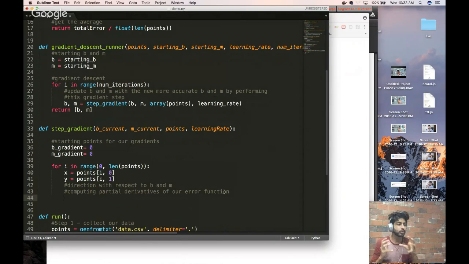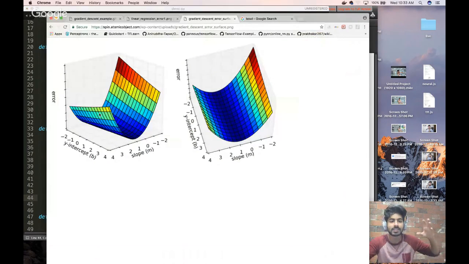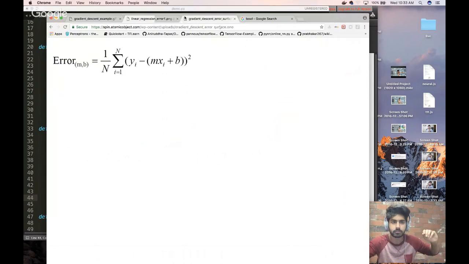So for every single point that we have, we're going to calculate what's called the partial derivative, with respect to B and with respect to M. What that's going to do is give us a direction to go for both the B value and the M value, right? So remember, in this graph, we want a direction. We want to be going down the gradient.